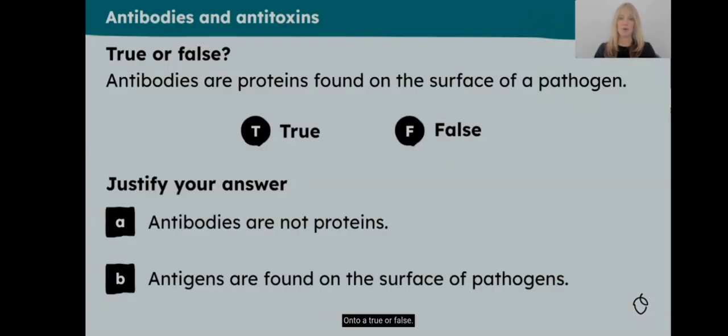Okay, onto a true or false. Antibodies are proteins found on the surface of a pathogen. Is that true or is that false? Justify your answer for me. A, antibodies are not proteins. B, antigens are found on the surface of pathogens. I'll give you a moment to think about it, but if you need more time, please pause the video.